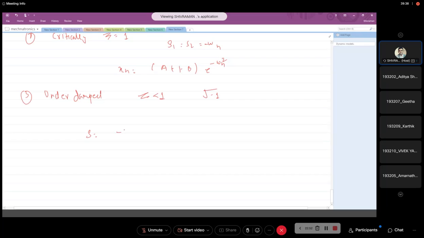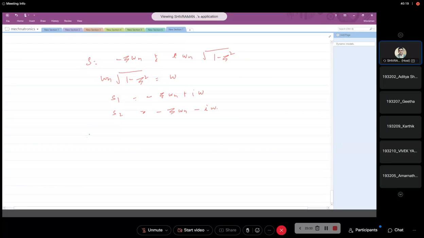S is equal to iota omega n under root 1 minus damping factor square. Okay. So omega n under root 1 minus damping square can be considered as omega. Okay. So you will have two solutions S1, S2, that is minus omega n plus iota omega, minus omega n minus iota omega. Okay. So these are the two solutions.